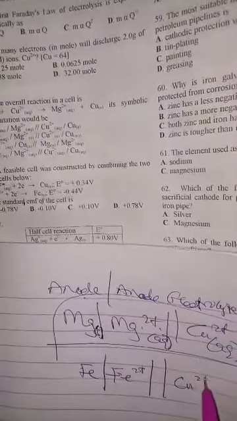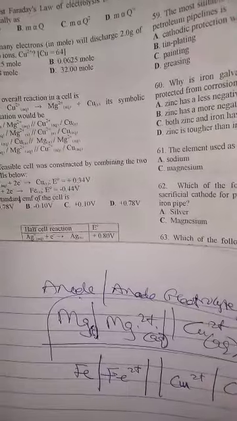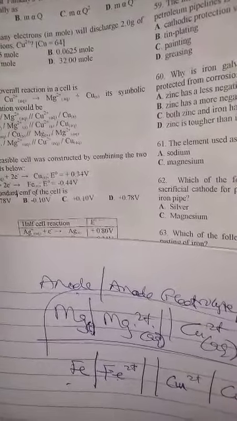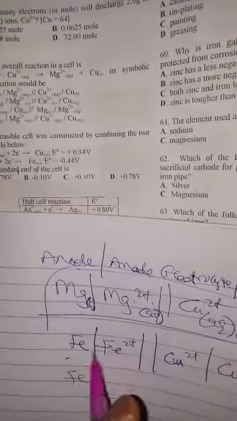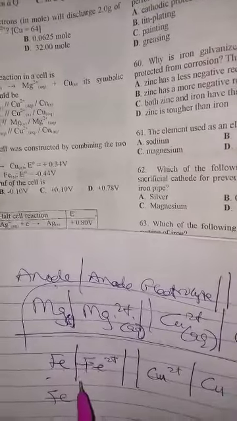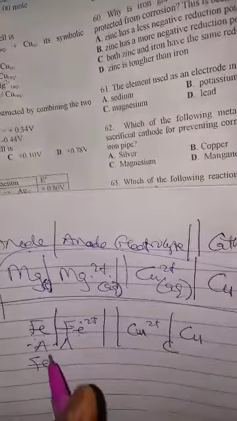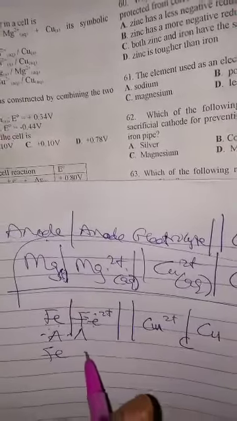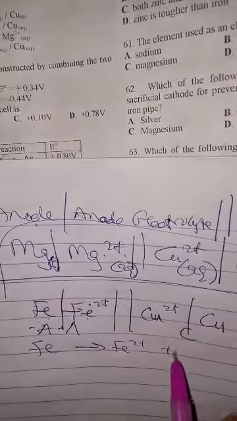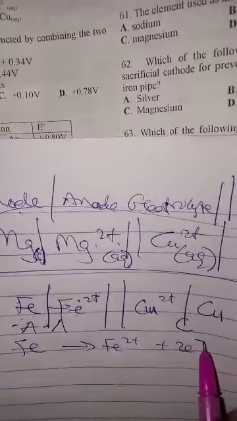Then Cu2+ to Cu. Do you get it now? Fe to Fe2+. So if I want to write this reaction in full, this is your anode, and this is your cathode. If I want to write this reaction in full, it's the same thing as Fe giving me Fe2+ plus 2 electrons. Do you get it now?